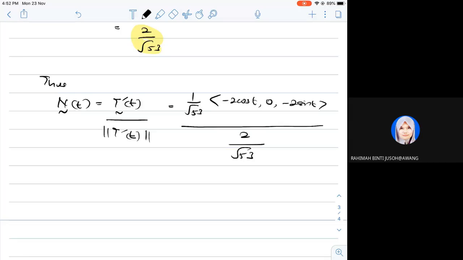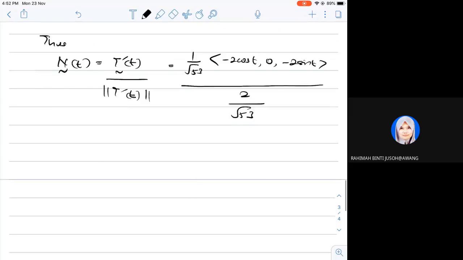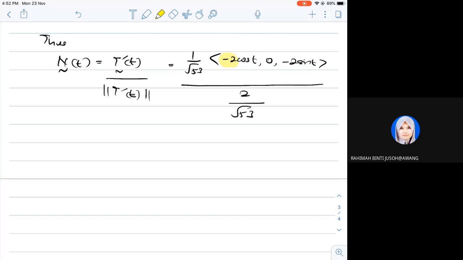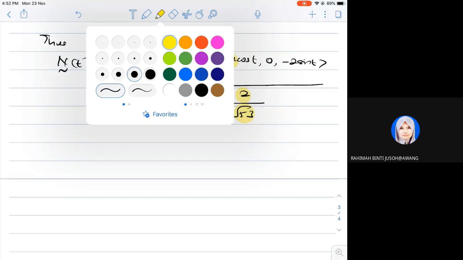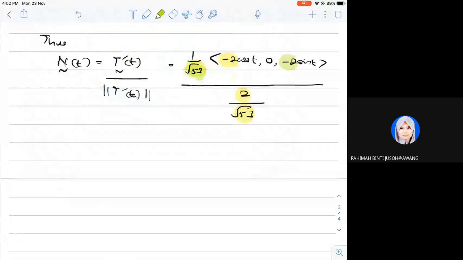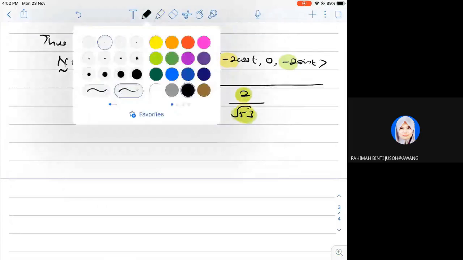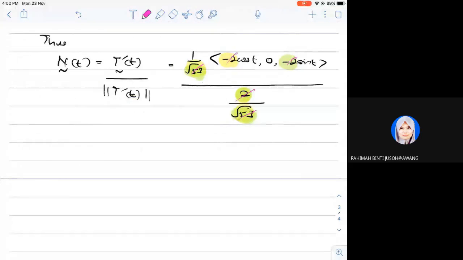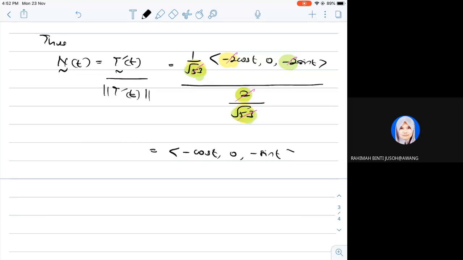Okay guys, now the coefficients are the same, right? If you see here, negative 2 over square root 53 is also 2 over square root 53, and the same thing happens here. So we can cancel all the coefficients. Understand guys? We can cancel this with this. So the answer should be negative cos t, 0, and negative sin t. This is the answer. That's it. So this is your unit normal vector.